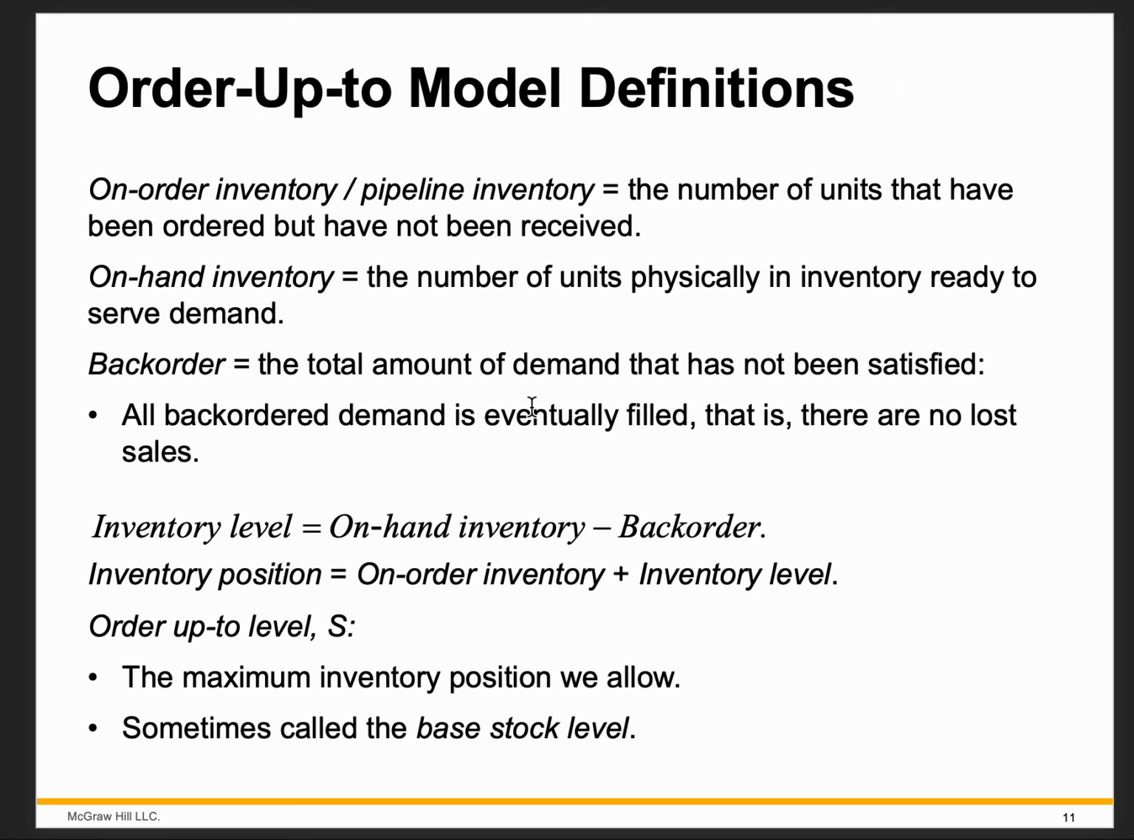All right. So let's look at some basics of the order up to model. In the order up to model, you have something called on-order inventory or pipeline inventory. Those are the units that you've placed an order for, but you have not received yet. You have on-hand inventory, which are the units that are physically on hand. Now, why is on-order inventory important? On-order inventory is important because in most order up to models, you do not assume lost sales.